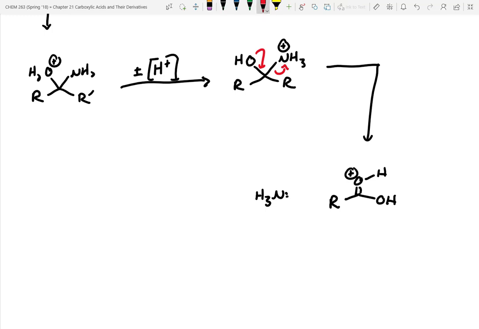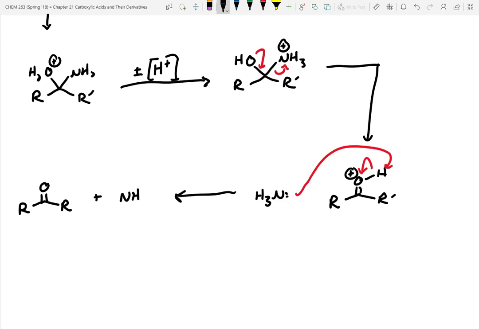And then once your ammonia is kicked off, this can really quickly facilitate the deprotonation, where you end up with, oops, sorry, I switched to an OH. That came out of nowhere. End up with your ketone and your ammonium cation. Does that make sense?